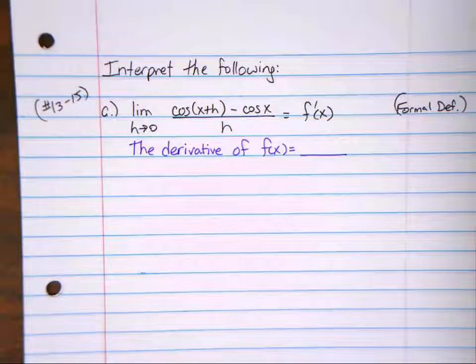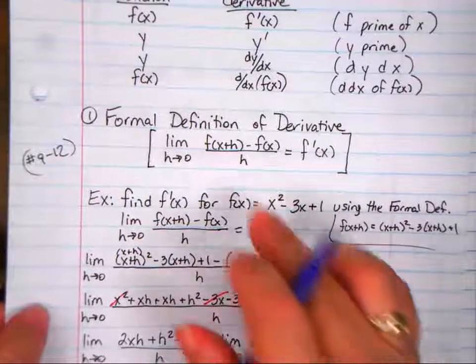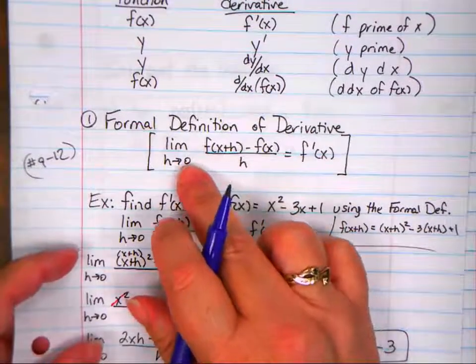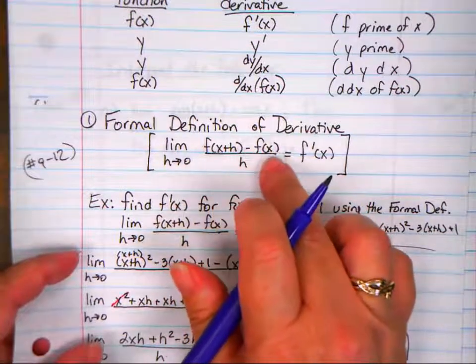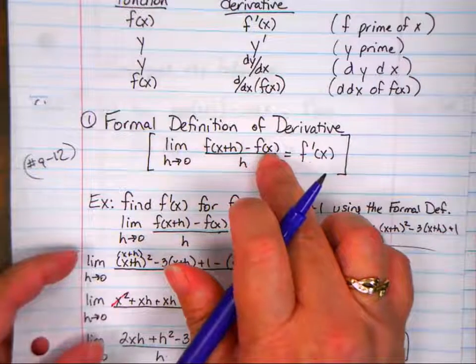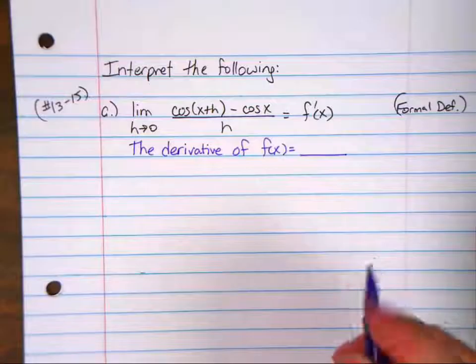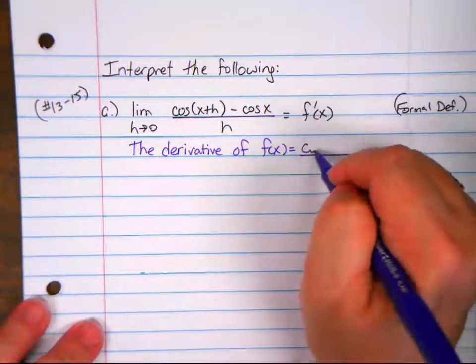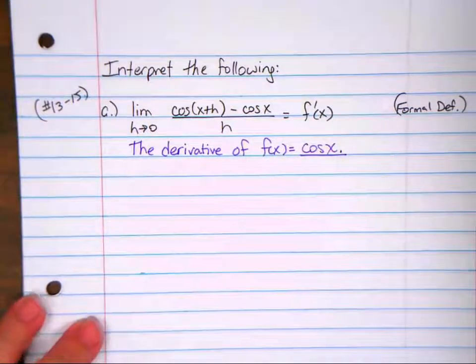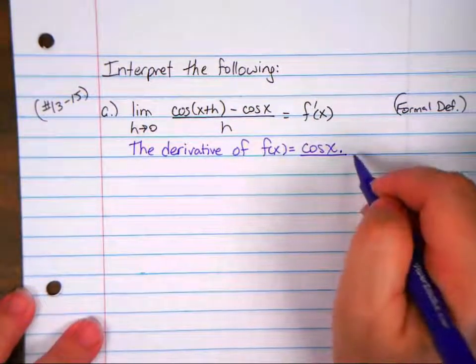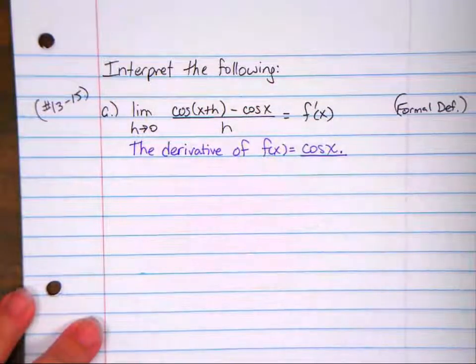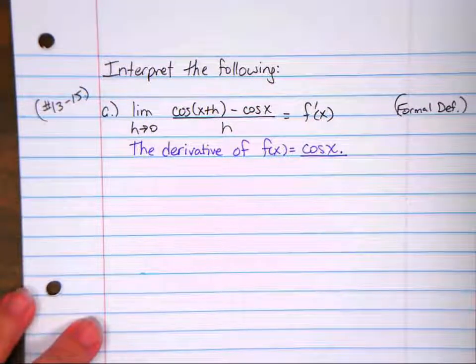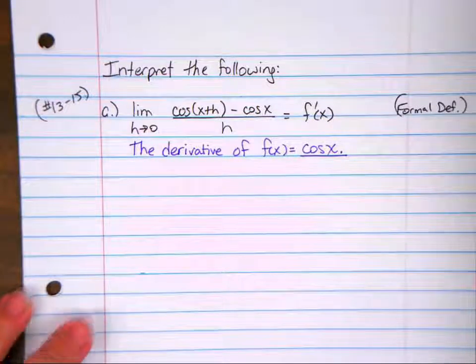So here is what the formal definition looks like right here. Notice that f of x is actually part of the formula. So whatever's past the minus sign on top, that's f of x. So go look. What is it? Cosine of x. That's the answer. This problem would find for you, if you could work it, the derivative of cosine. That's what it's saying. Okay?